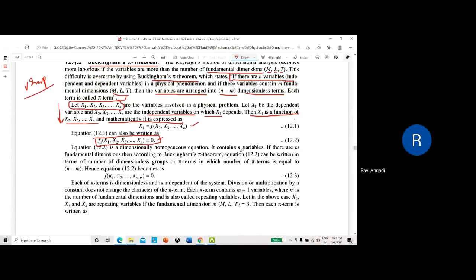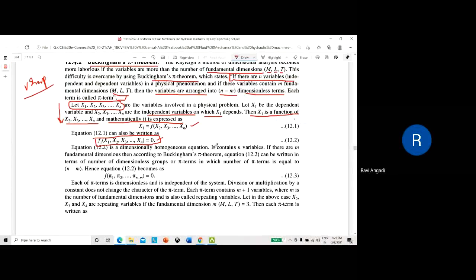If m fundamental dimensions are involved, it means that within the n number of variables, there are m fundamental dimensions. How many fundamental dimensions are there? Seven. Seven are there. But as of now, in this subject, how many are we using? Three. Exactly, three. We are using only M, L, T. Only three fundamental dimensions we are using, and those fundamental dimensions we get from the available variables.